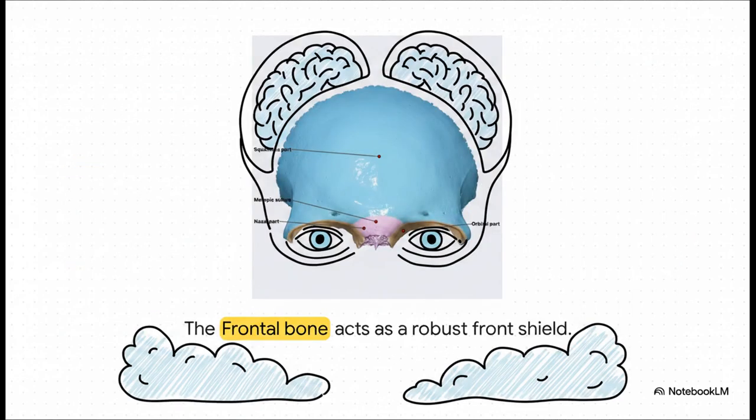Let's look at a key player in this vault. This right here is the frontal bone. As the name suggests, it forms your forehead, but it also curves underneath to form the roofs of your eye orbits. Think of it as a super thick, robust front shield protecting the frontal lobes of your cerebrum. And it even houses these air-filled cavities known as the frontal sinuses.